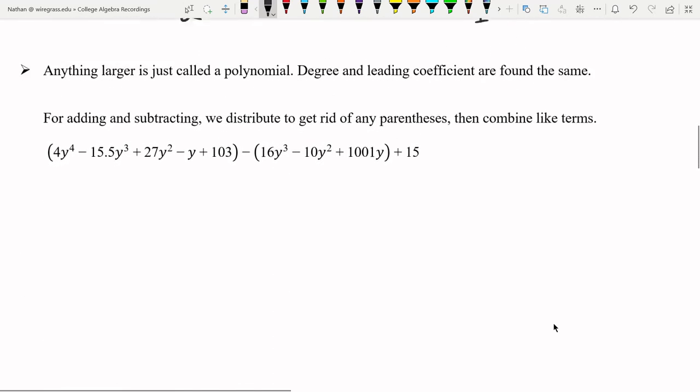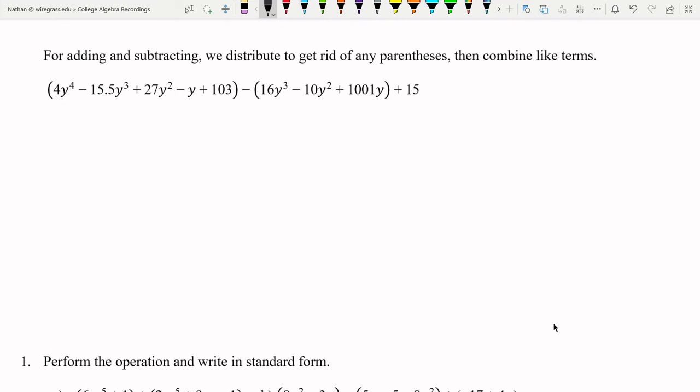Now, for adding and subtracting polynomials, it's quite simple. All you want to do is get rid of the parentheses by distributing if you need to. So for these first set of parentheses, we can just get rid of them because there's nothing in front of them, so they don't actually need to be there. This first polynomial is a 4th degree polynomial with leading coefficient 4.